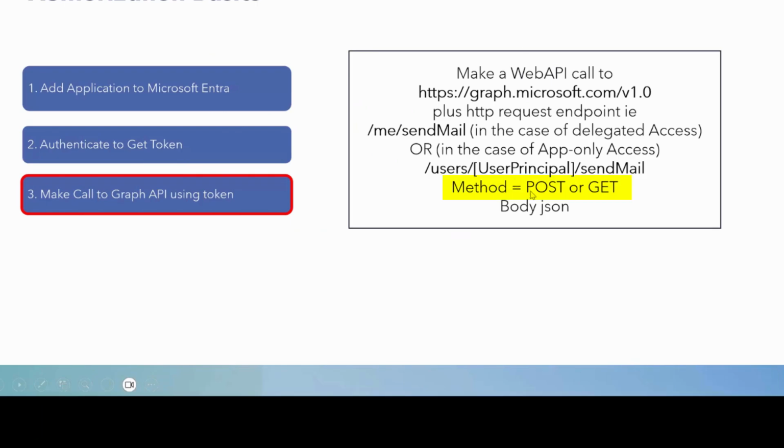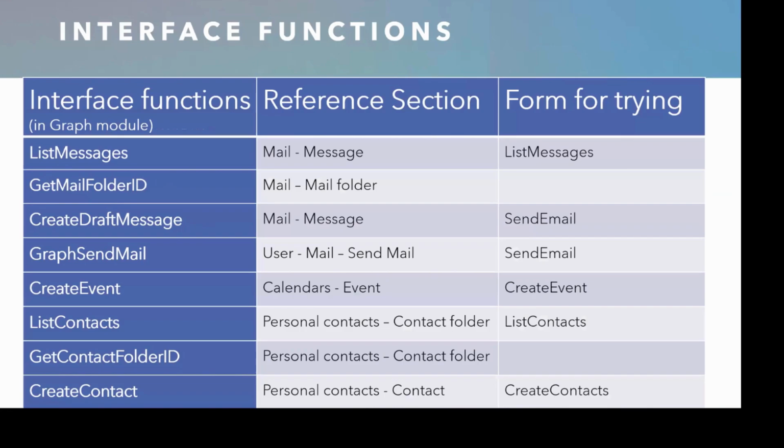Okay, and then also in that same documentation, it'll tell you the method. Most of them are either post or get as far as the API method. And these are the interface functions that I put in this tool. This is the function in the graph module that I've got here. So if you are looking in the graph module here, which I'm going to show in a second, these would be the different subs or functions that you would have that do the various things.